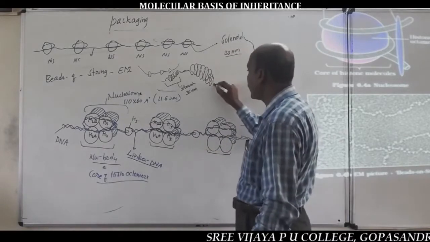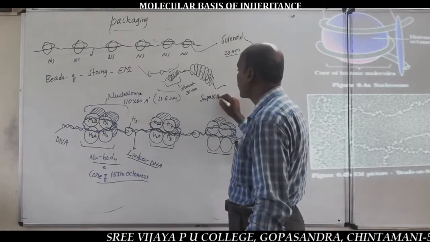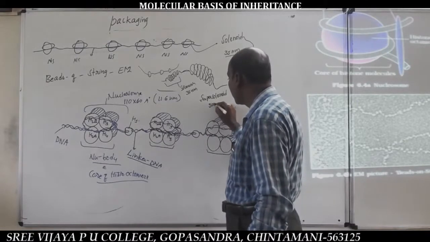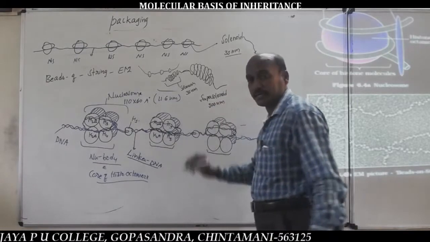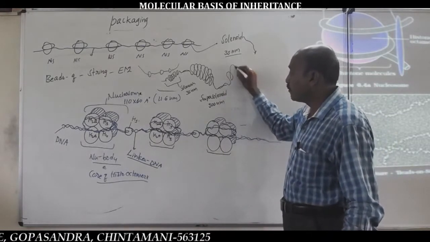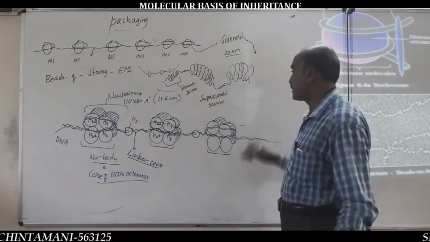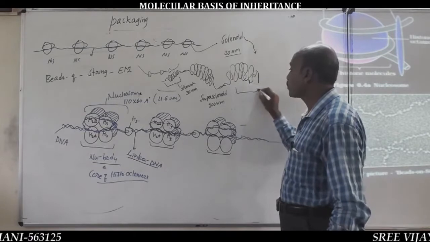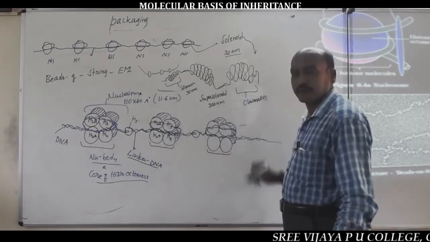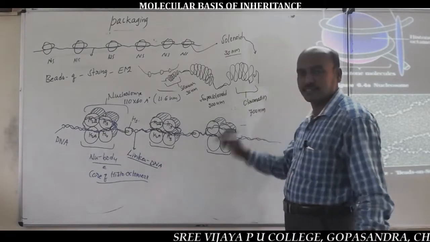The solenoid is further condensed to form the super solenoid, with a size of 300 nanometers. And the super solenoid is further condensed to form chromatin with a size of 700 nanometers.